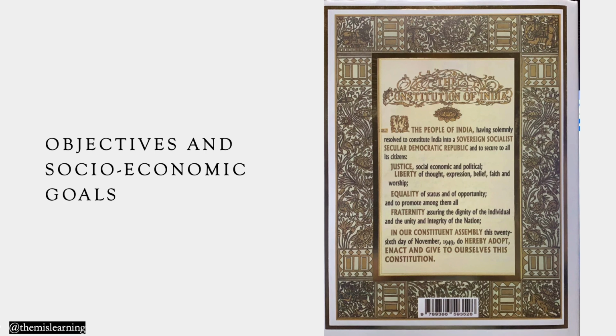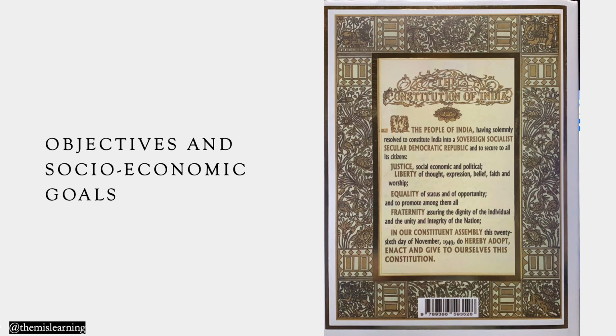Further, it also talks about the objectives and socio-economic goals of the Constitution. Looking at the text of the preamble, it intends to secure to all its citizens justice, which is social, economic, and political, liberty of thought, expression, belief, faith, and worship, equality of status and of opportunity, and to promote among them all fraternity, assuring the dignity of the individuals and the unity and integrity of the nation.